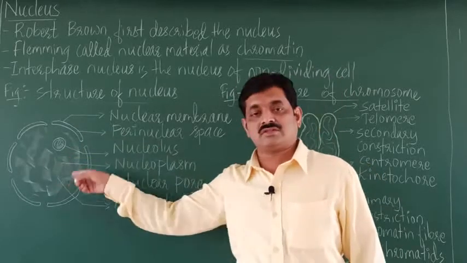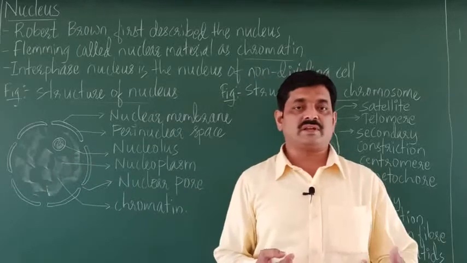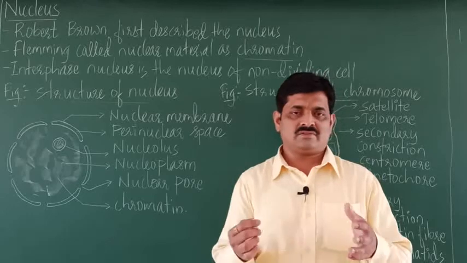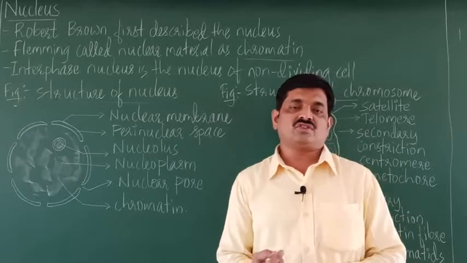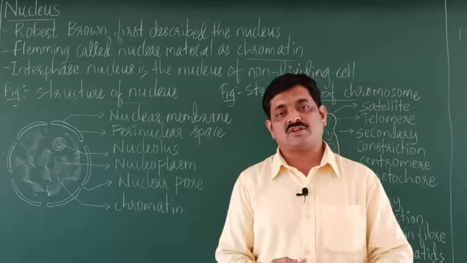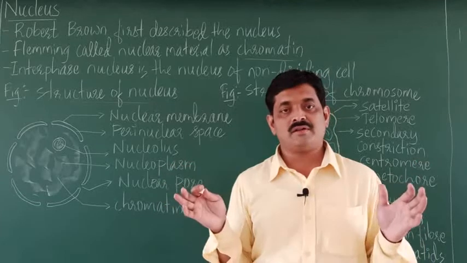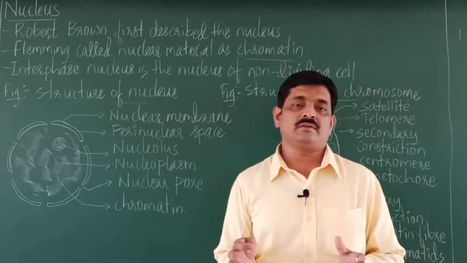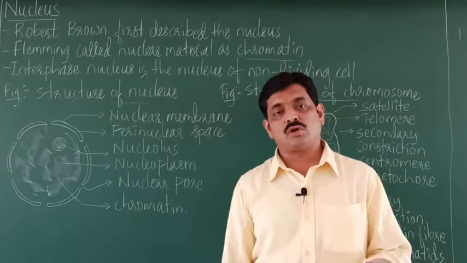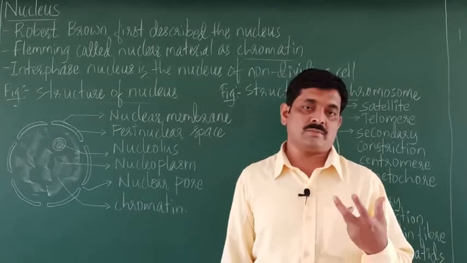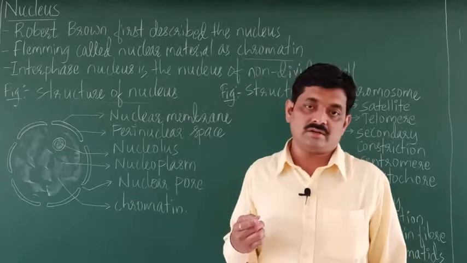Next we will consider the structure of the nucleus. The nucleus is somewhat spherical in shape. Generally the nucleus is spherical in shape. In this section it appears circular. It is bounded by a membrane, called the nuclear membrane. So the membrane, or the outer covering of the nucleus, is called the nuclear membrane.